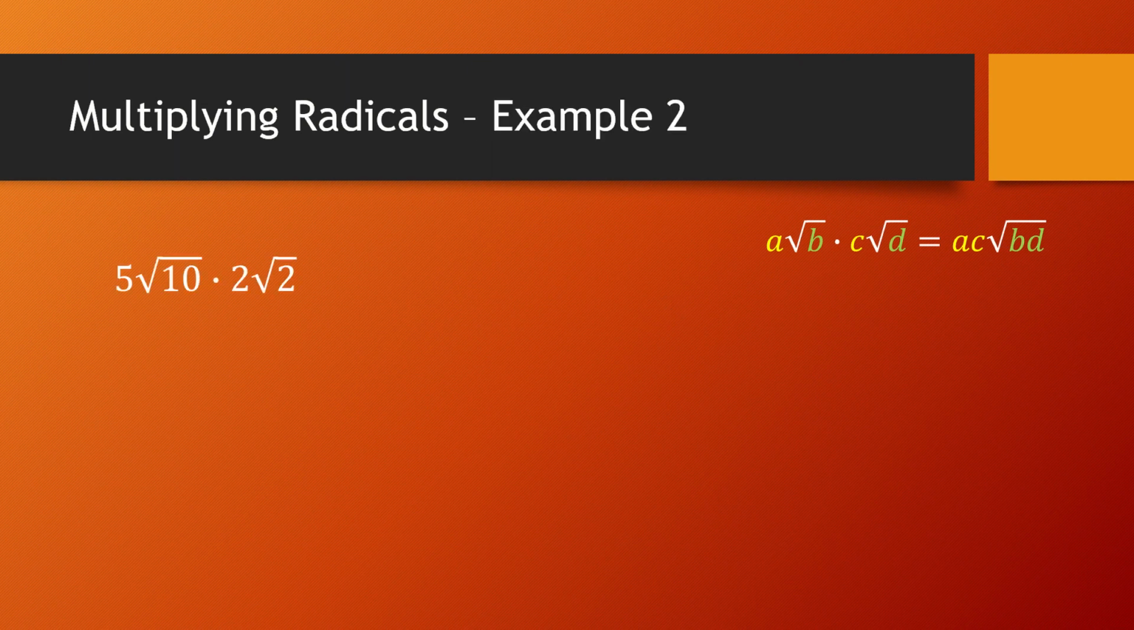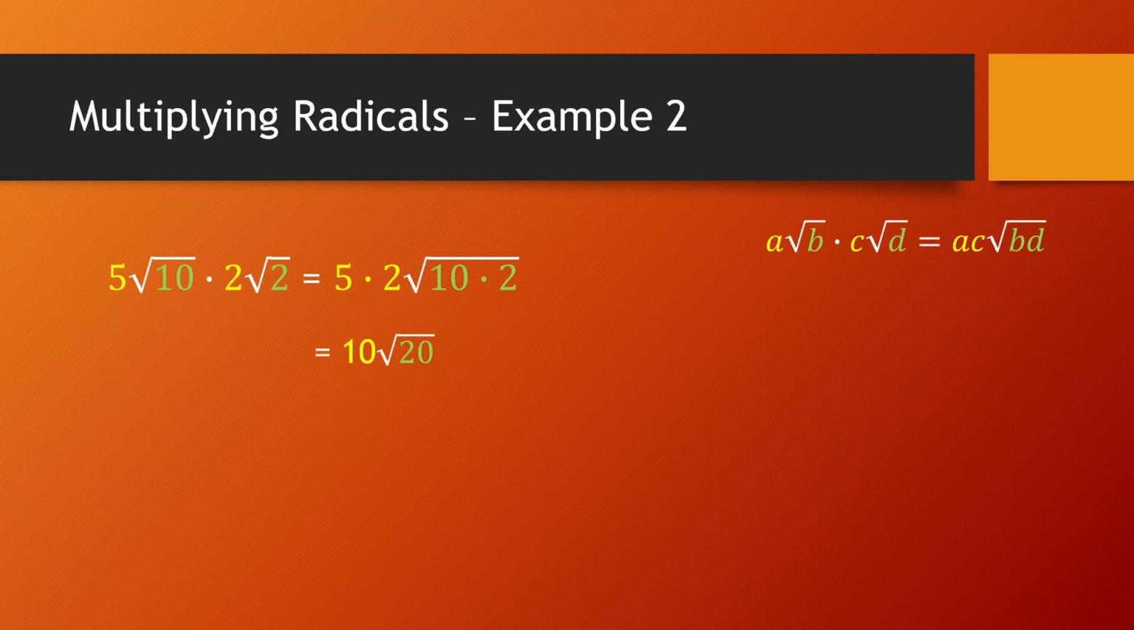So we're going to multiply these two radical expressions, 5 times root 10 times 2 times root 2. So remember that the coefficients here are 5 and 2, and the radicands are 10 and 2, okay? So we're going to multiply the coefficients together first, and then the radicands. So then we group them together first, okay? So we group the coefficients together, the radicands together. Then we know that 5 times 2 gives you 10, 10 times 2 gives you 20.